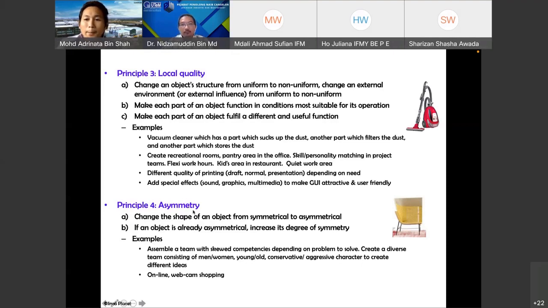Asymmetry. So this is nice. Change the shape of an object from symmetrical to asymmetrical. If it is symmetrical, change it to not symmetrical. If an object is already asymmetrical, increase it to symmetrical. Vice versa. Assemble a team with good competencies depending on the problem to solve. Create a diverse team consisting of men, women, young, old, conservative, aggressive. So this is asymmetry.